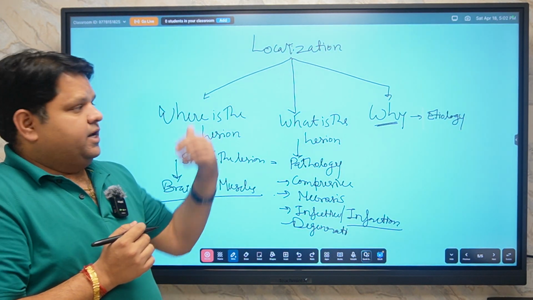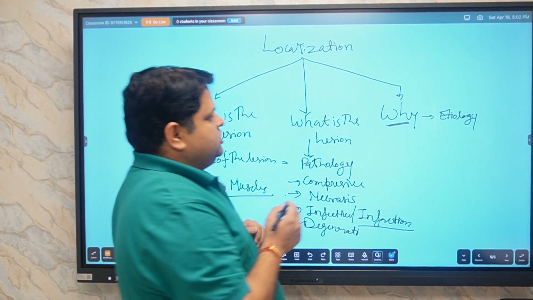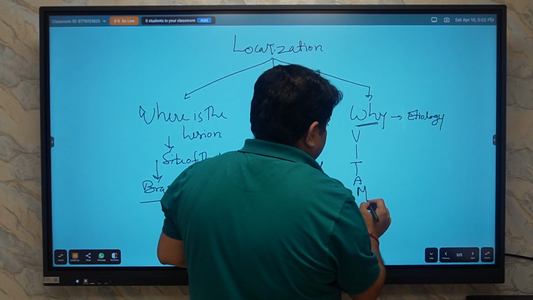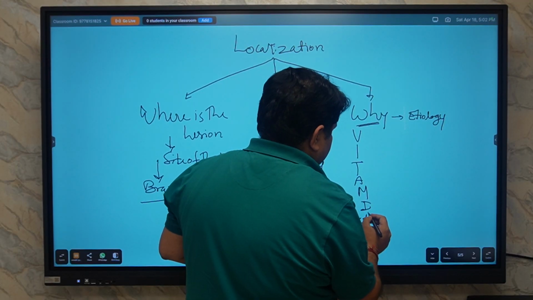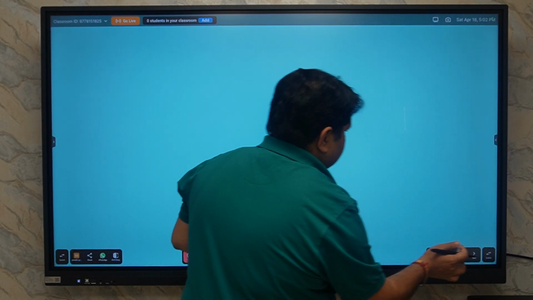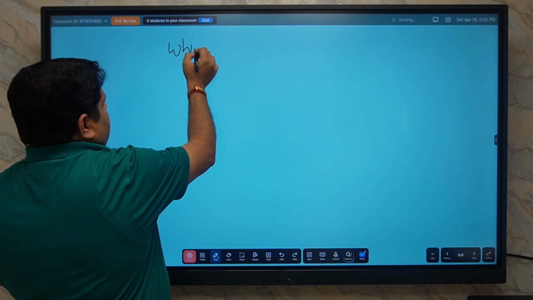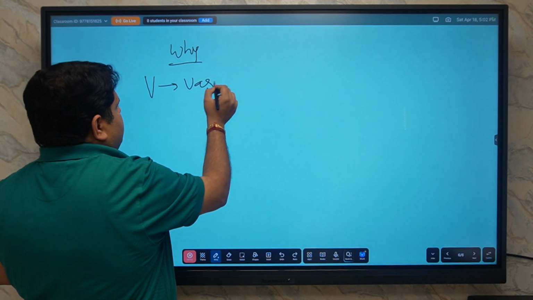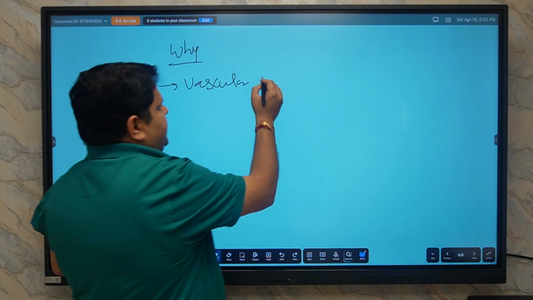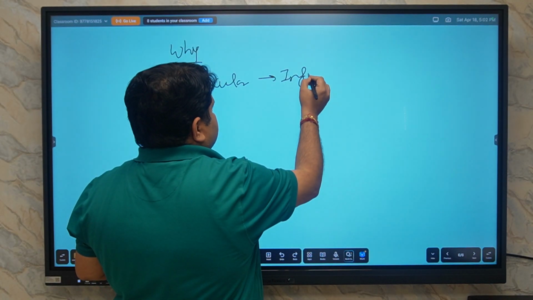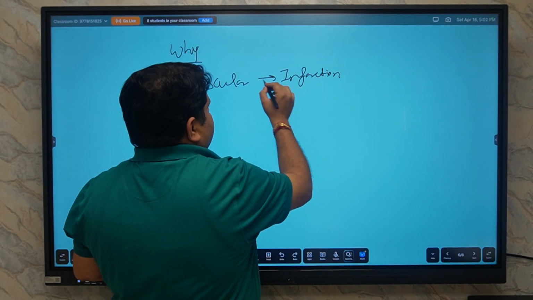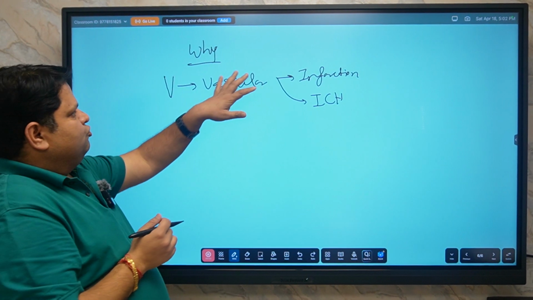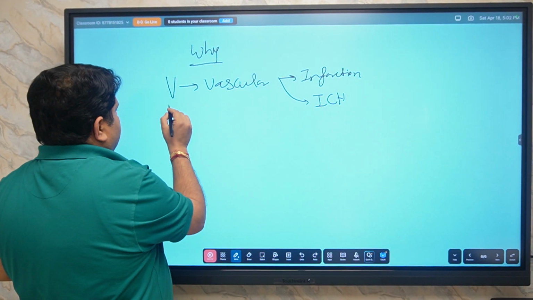What is the etiology? Then the third question. So for etiology we have a mnemonic, VITAMINS. So for the last question, why? V for vascular etiology. In the brain we may have infarction, like acute cerebral infarction, or we may have ICH, bursting of the blood vessels. So for vascular etiology we have infarction and hemorrhage.